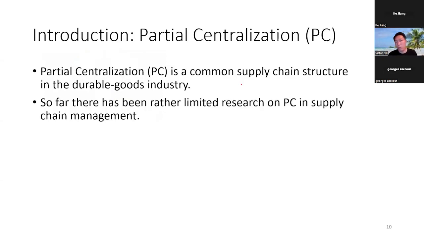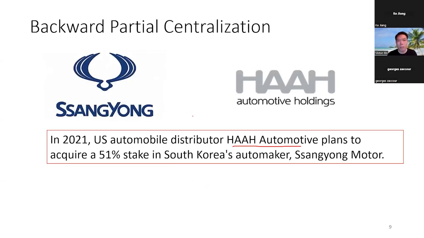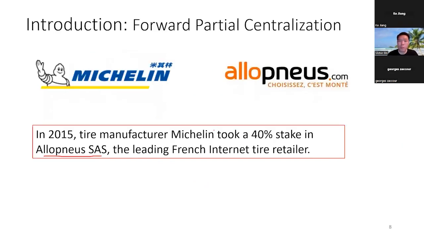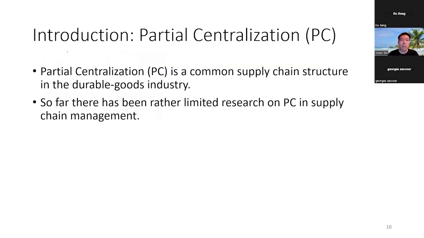So we also provide examples here to emphasize that this kind of partial centralization is common in automobiles, right? Automobiles, tires, and those products are durable goods. So that's why we are doing this: partial centralization, PC, is a common supply chain structure in the durable goods industry. Number one, but so far, there has been rather limited research on partial centralization in supply chain management.